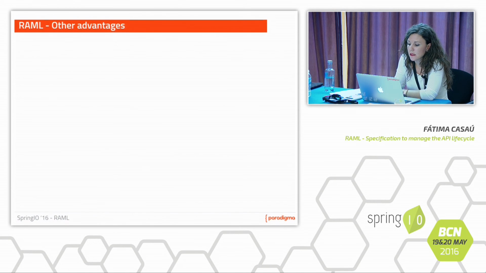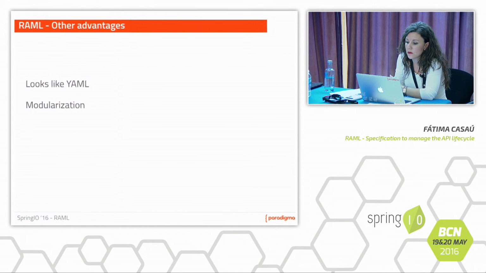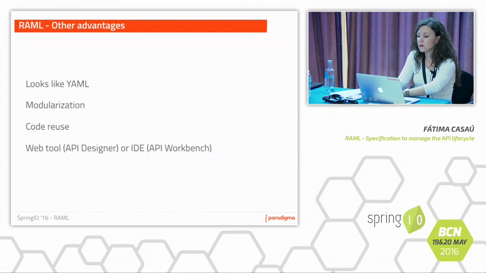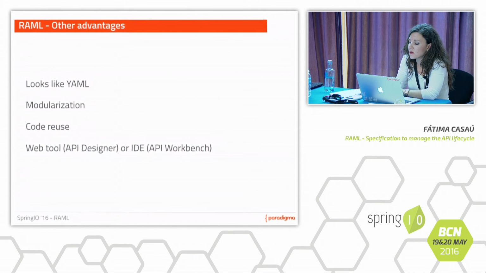Other advantages, for example, as I said before, looks like YAML. We can modularize the document in schemas, examples, and traits, and this option allows us to reuse the different modules in different parts of the document or in other RAML documents. Also, we can use a web tool to manage our APIs or the API workbench as an IDE. And finally, we can find a lot of tools and plugins in the RAML page to integrate it with our development language, frameworks, tools, or IDEs.